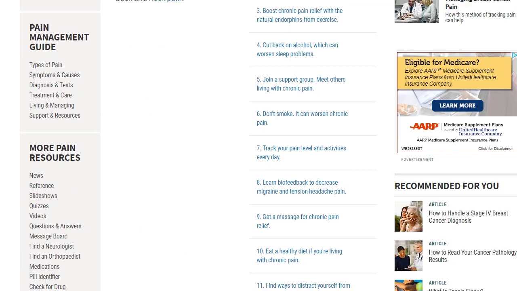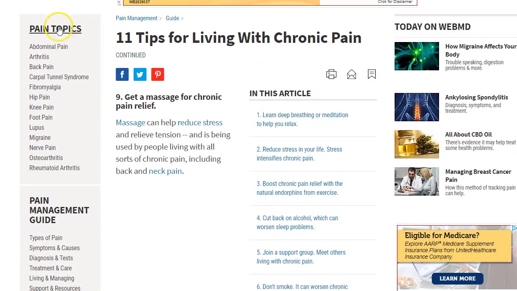And if you can see too, you see on this left-hand side of the website how there are additional pain topics, how to live with foot pain, knee pain, migraine, things like that. So I thought this was very useful. So ways in which we can teach our patients, rather than always thinking that they need a pain medication to help reduce their pain level.